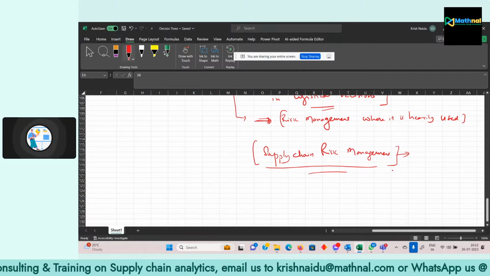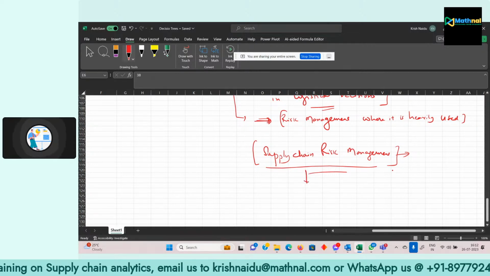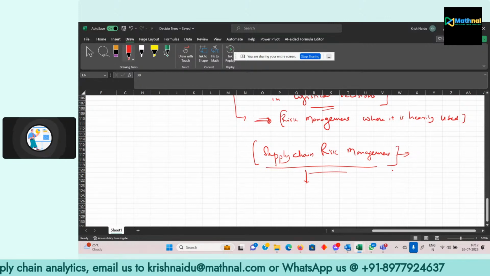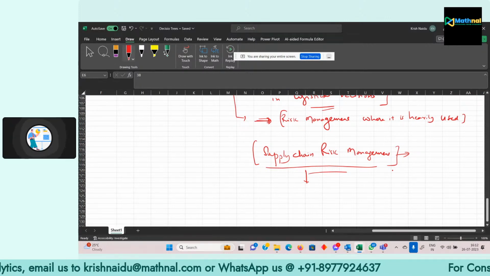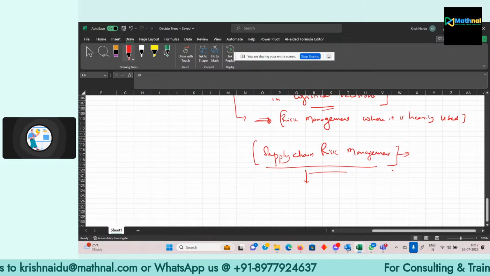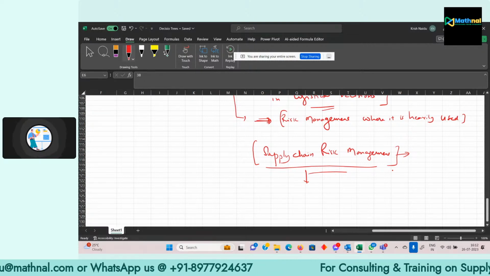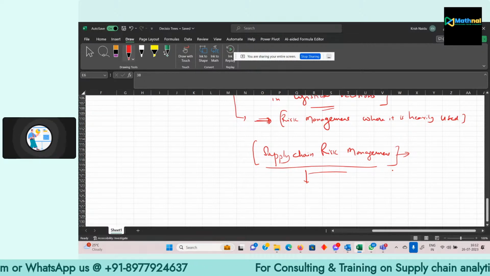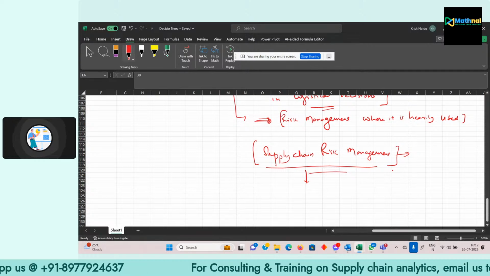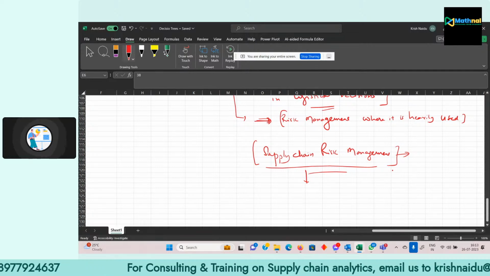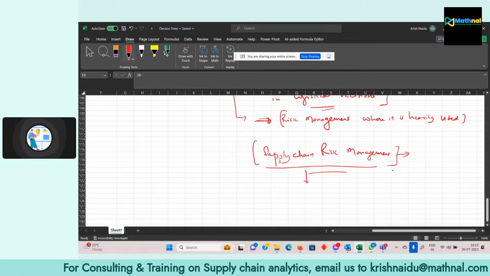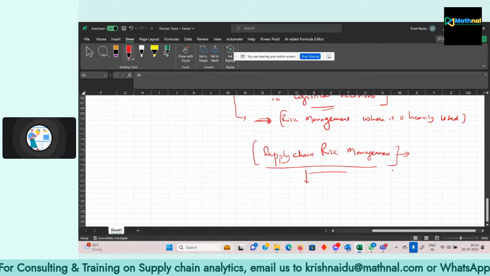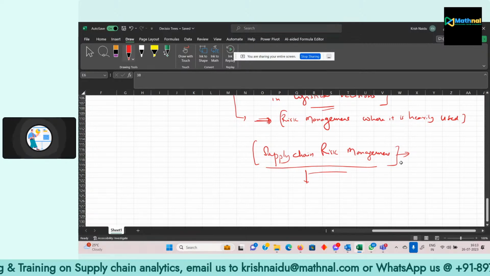In the coming days, supply chain will not be called supply chain. It will be called supply chain risk management, because if you're managing risk, your supply chain is managed. That is the way the industry is looking now. If you manage your risk, you're managing your supply chain. Supply chain is supply chain risk management. That is how the industry is looking at it.